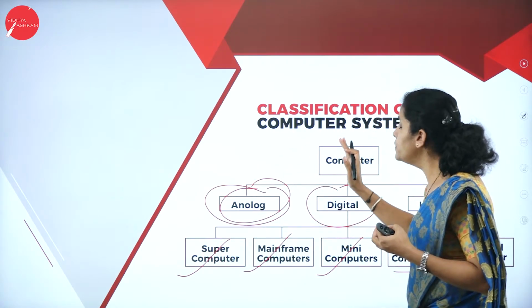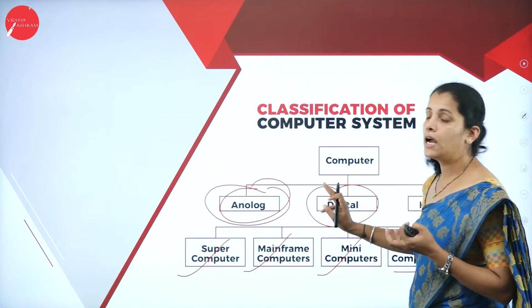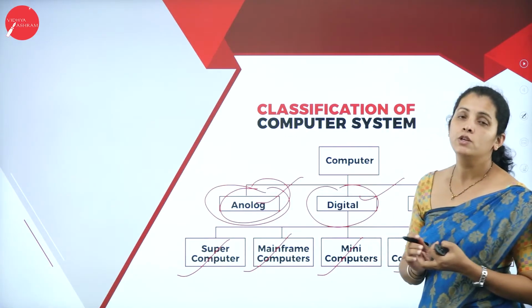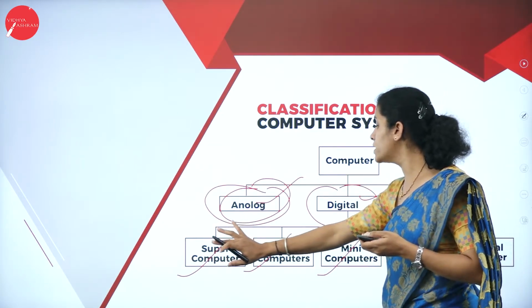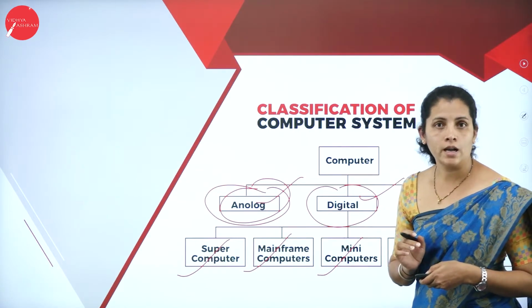So here the computers are mainly characterized into three different types, that is analog, digital and hybrid. And the digital computer is further classified into supercomputer, mainframe computer, mini computer and microcomputer.